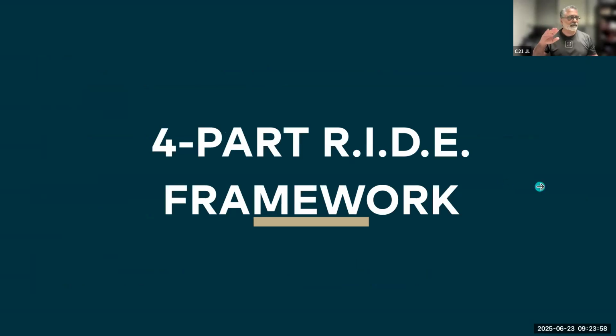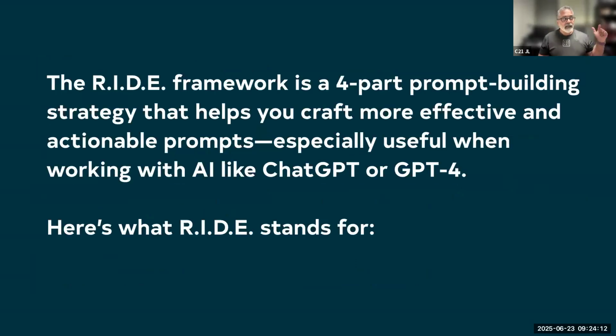Has anybody ever heard of the 4-part RIGHT framework in AI? Most likely zero. So AI, ChatGPT, we're going to cover that. It has a 4-part framework. Remember this. The RIGHT framework is a 4-part prompt building strategy. Remember we talked about prompts. You create a set of instructions. The strategy helps you craft effective, actionable prompts, especially useful when working with AI.